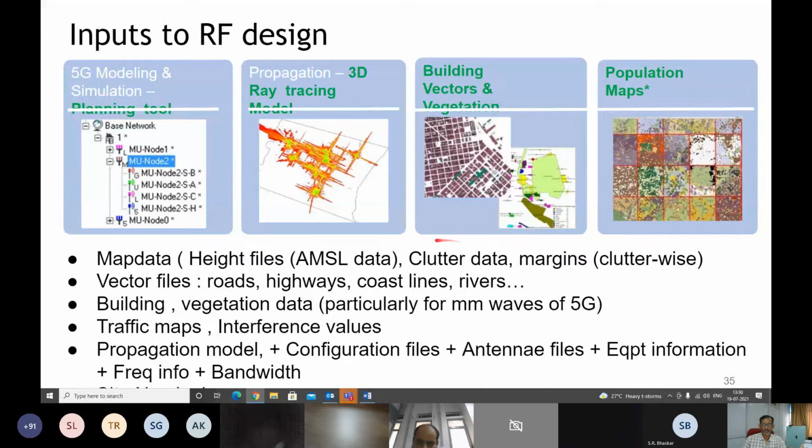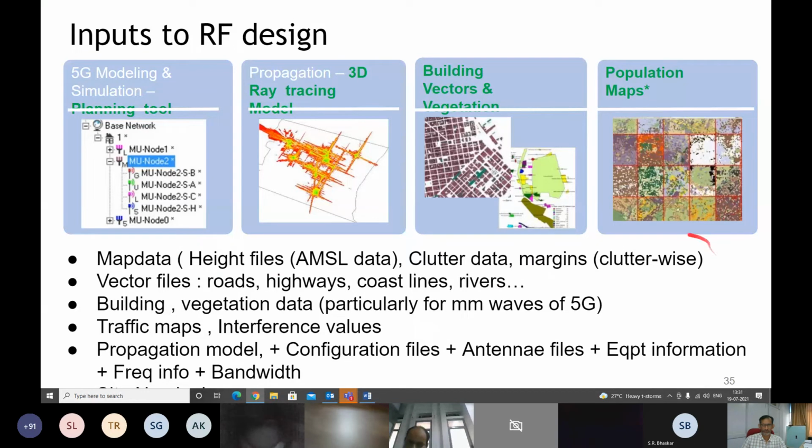You have the clutter data. Clutter data means there are 17, 18 different clutters: airport is one clutter, vegetation is another clutter, water bodies is another clutter, and urban is another clutter. So the different clutter data is very important. And then you can define the margins, your fade margin, etc., clutter-wise also, because for an urban clutter you may have a fade margin of a different value.